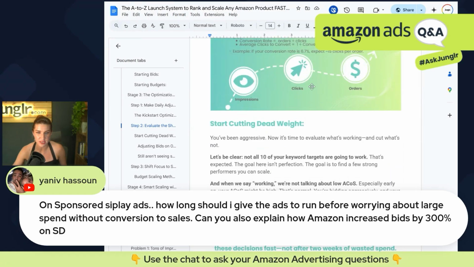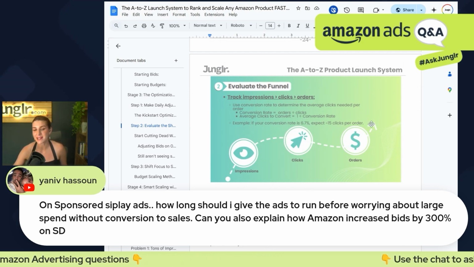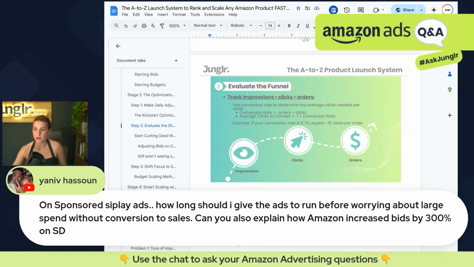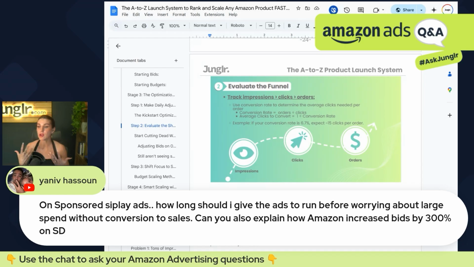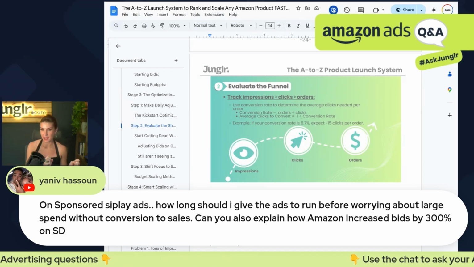I don't know if you can see this text here, but an example is if your conversion rate is 6.7%, you can expect about 15 clicks to generate an order. And so that would be a good evaluation for how long I should give the ads to run. And I wouldn't look at it on a campaign level.